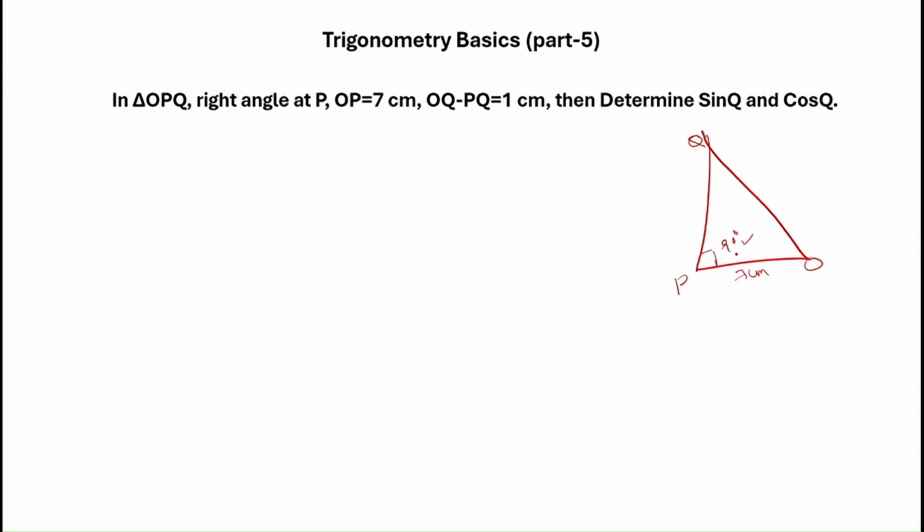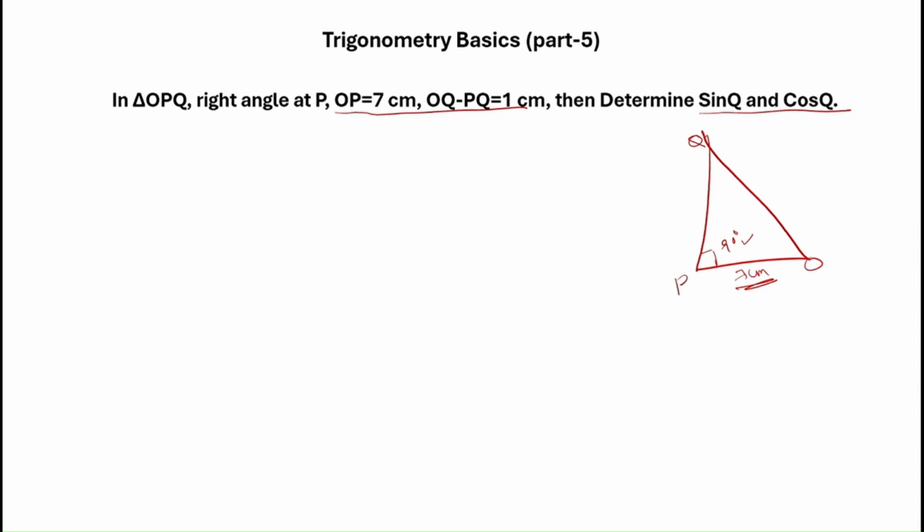But here only OP is known, angle is known, one right angle position is known. We don't know the other two sides. Now what have to do? How you can find out? So here OP is known and one more relation is provided, OQ minus PQ. That is the relation between the other sides that is provided to find the values of sin Q and cos Q.